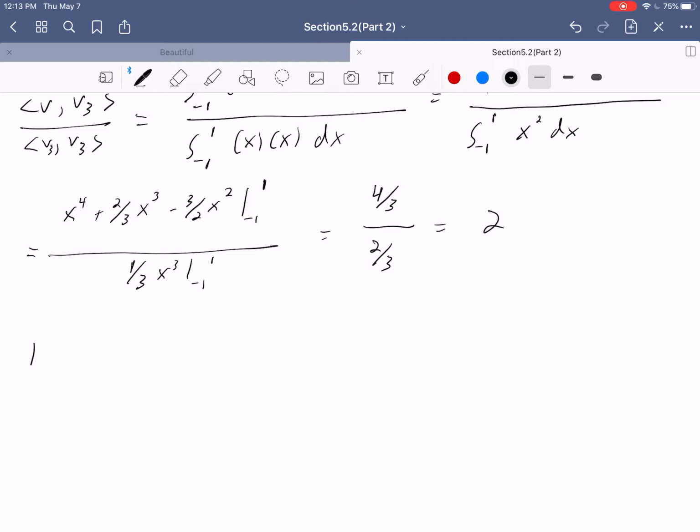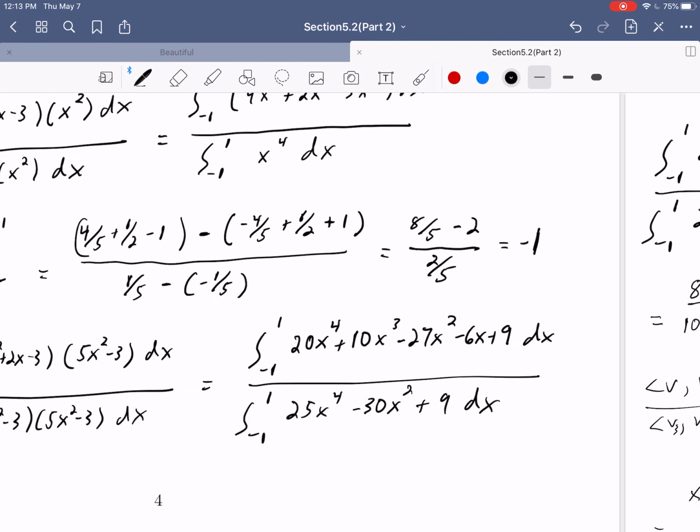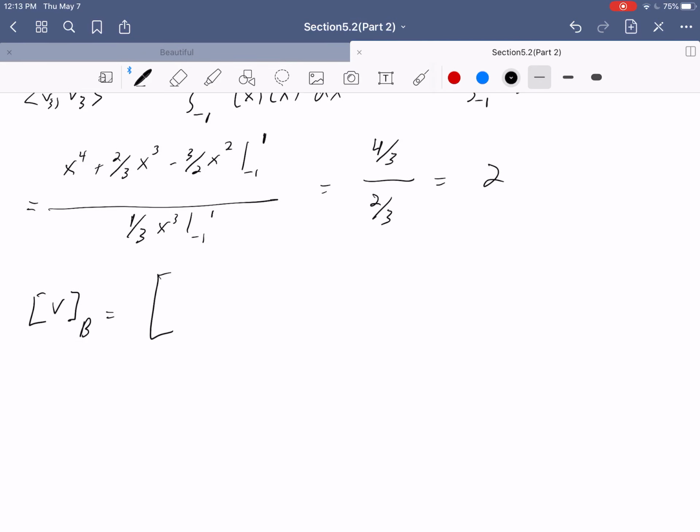So, in summary, we can see that vector V, according to this basis, would be the column vector. Looks like we found negative 1 as our first one, 1 and 2. So negative 1, 1, 2. Well, that there shows you guys how to use the projections to determine the component representation given an orthogonal basis. In our next video, we'll be moving on to section 5.3. And in 5.3, we'll see how to take any basis and build an orthogonal basis out of it.